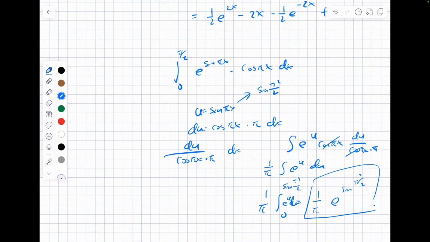Wait, what about? I got a solution. I got that, but I got -1. Minus what? -1. Why is it -1? E to the 0. Okay, yeah, -1. E to the 0.